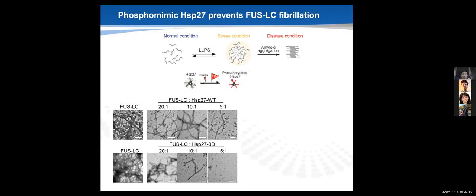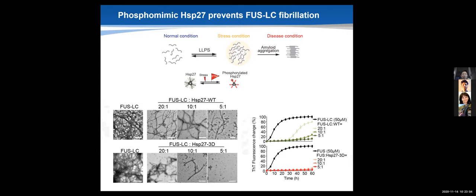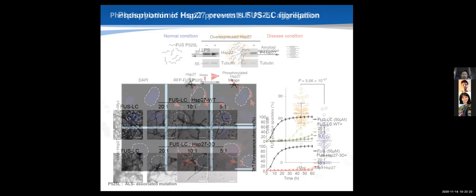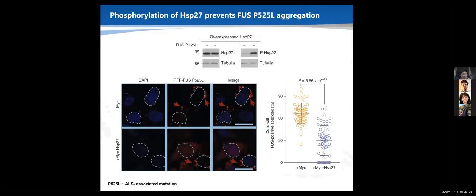So we next checked, and indeed, HSP27 is very efficient in preventing FUS amyloid aggregation. And upon phosphorylation, the fiber formation inhibition effect dramatically increases, which is consistent with this transition. The cellular experiment also confirmed that when we introduce this disease mutation of FUS and overexpress HSP27, the phosphorylated HSP27 increases and it dramatically inhibits the amyloid aggregation of this disease mutation of FUS.